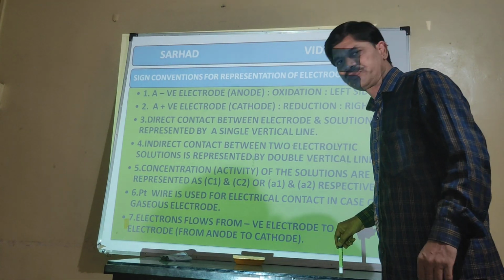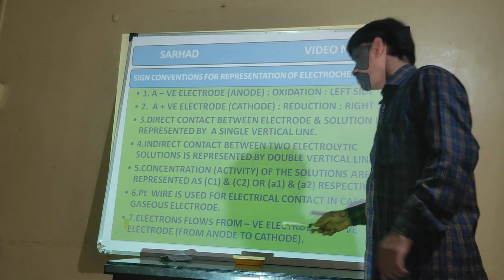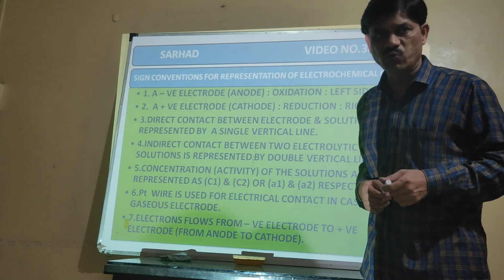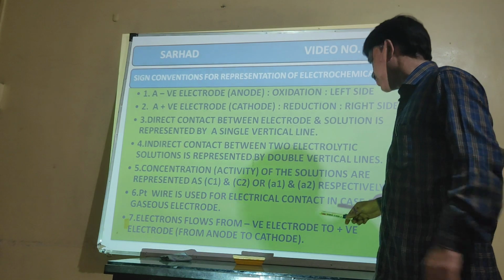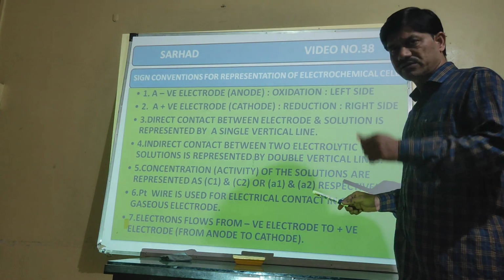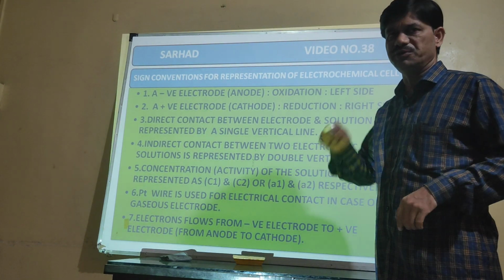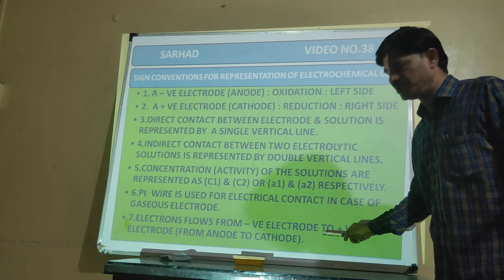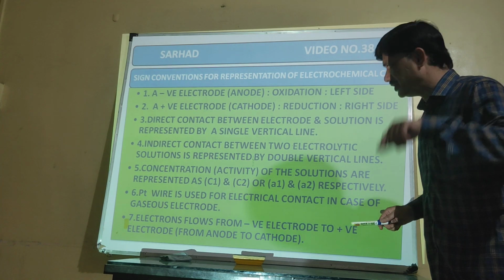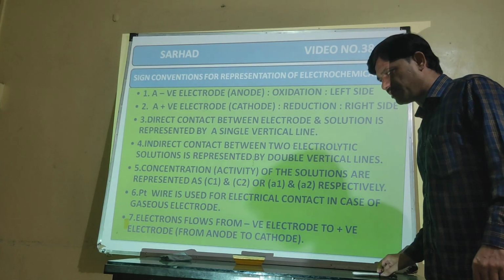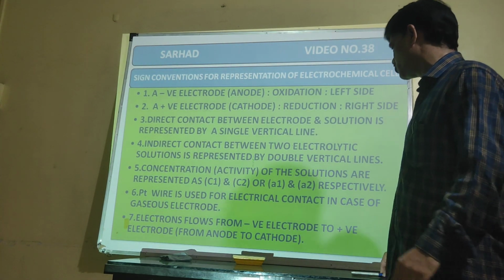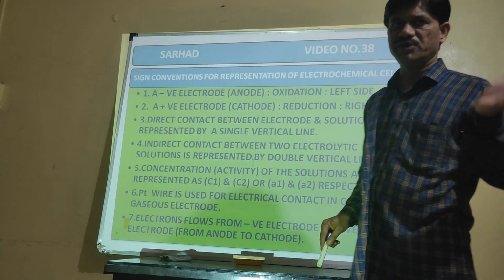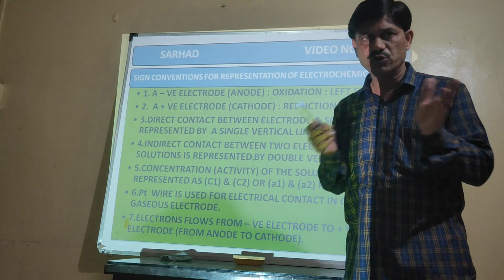What about the next rule? Whenever we are dealing with this special type of electrode called a gaseous electrode, what is the role of the platinum wire? The platinum wire is used to establish electrical contact, and that platinum electrode should be represented in the electrode representation. What is the last but important one? In case of an electrochemical cell, electrons always flow from the negative electrode to the positive electrode. Means the flow of electron is always from anode to cathode.